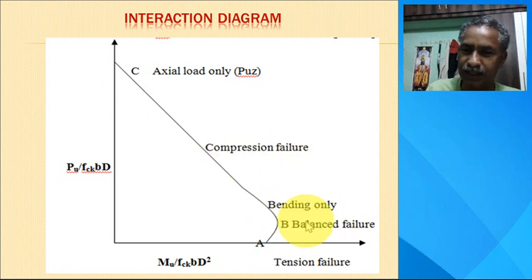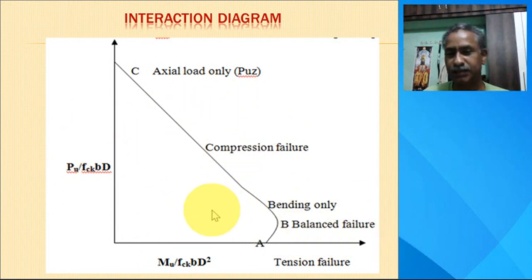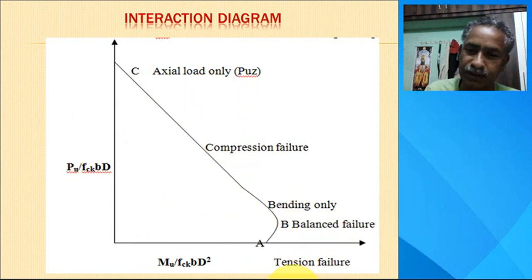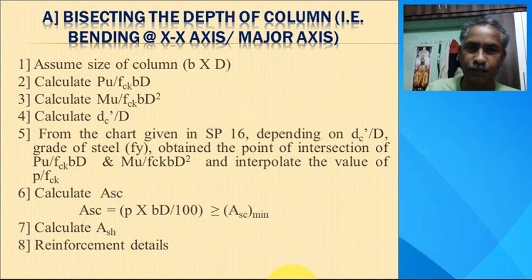That means the compression as well as tension. And at point A, it is the tension failure. That means the column has not failed due to the compressive load, it has failed due to the tension, that means the bending moment. And that's why this is called the interaction diagram. And using this interaction diagram, we can find out the steel provided in the axial loaded column.